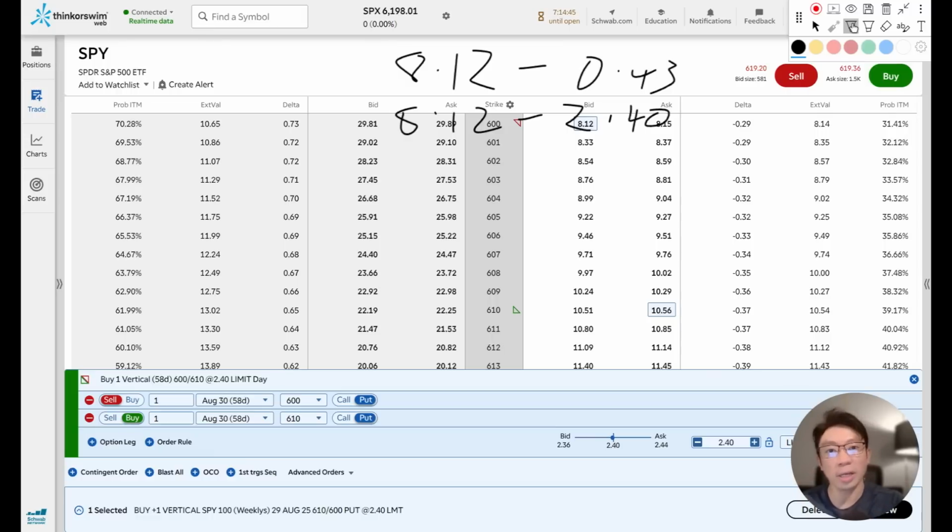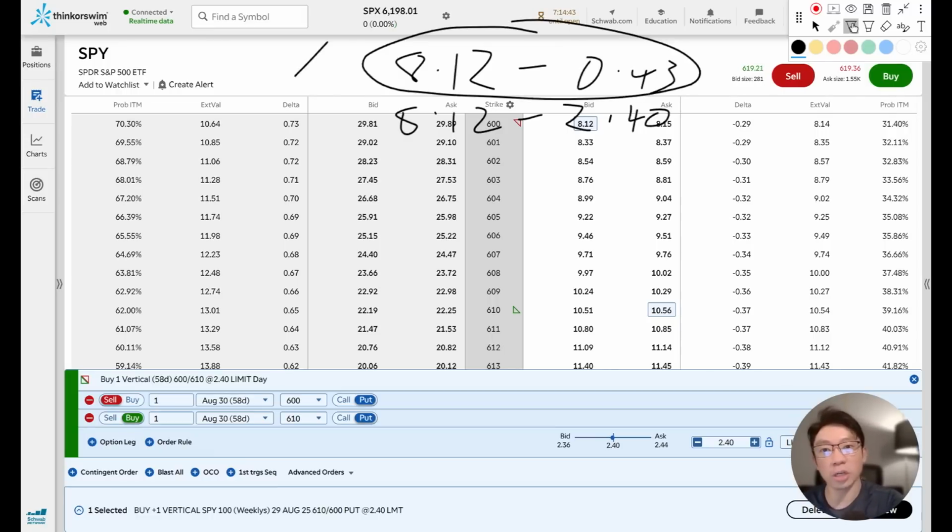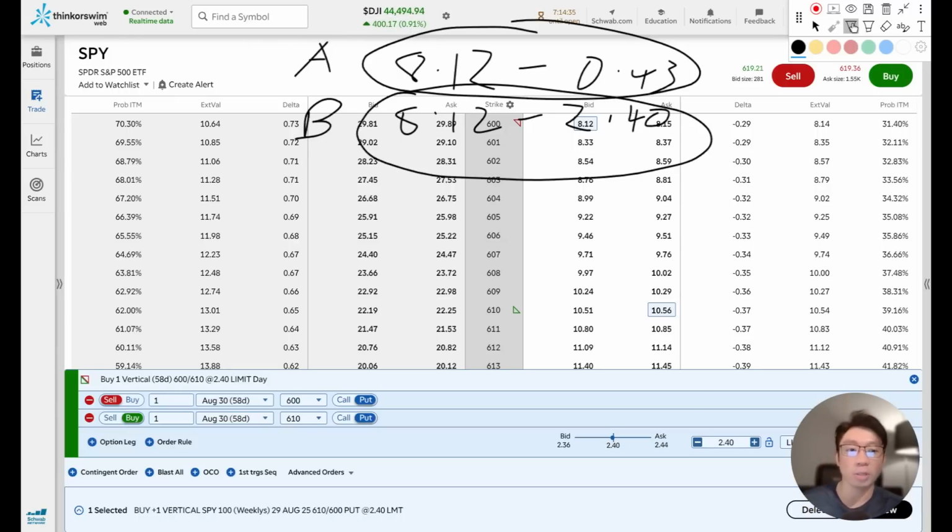So naturally, this one down here, structure A, is going to give us more credit and it's going to be slightly more bullish. But structure B is going to be a little bit more defensive, because now we have a wider debit spread and we're going to get less credit upfront because it's going to cost us more to buy this put debit spread.